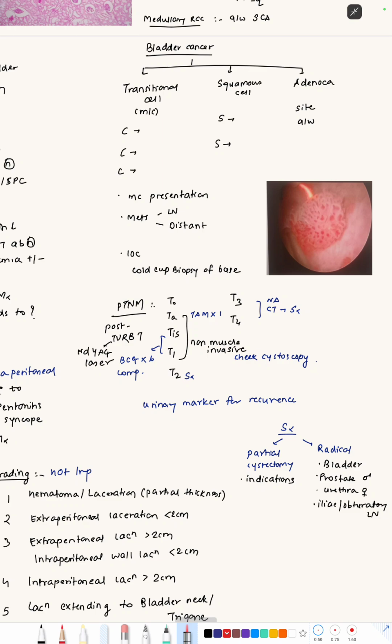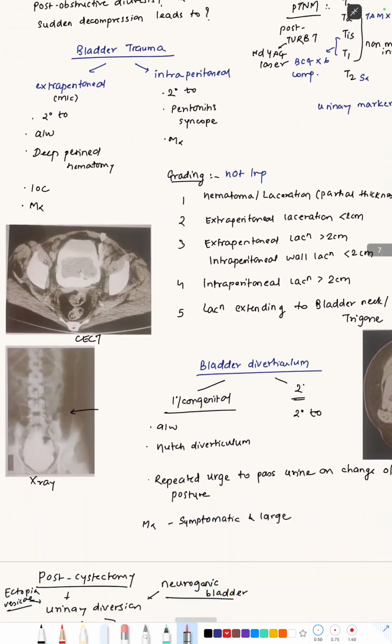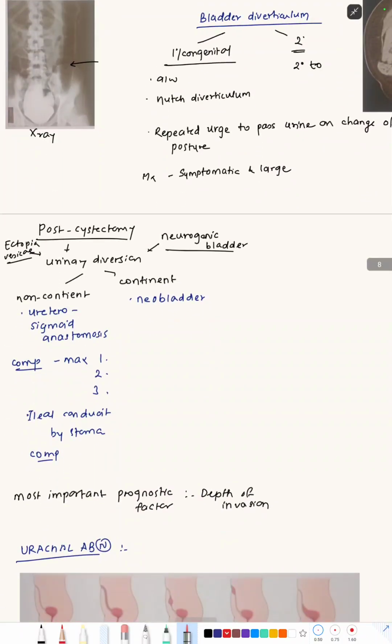Then the radical cystectomy involves structures like the bladder, the prostate in males, the urethra in females, and the iliac or obturator lymph nodes. Now after the whole thing is done, that is, the bladder is removed and the urethra is also removed, the thing that is important is the urinary diversion. Urinary diversion is done post-cystectomy, and also in ectopic vesicae as well as in neurogenic bladder.